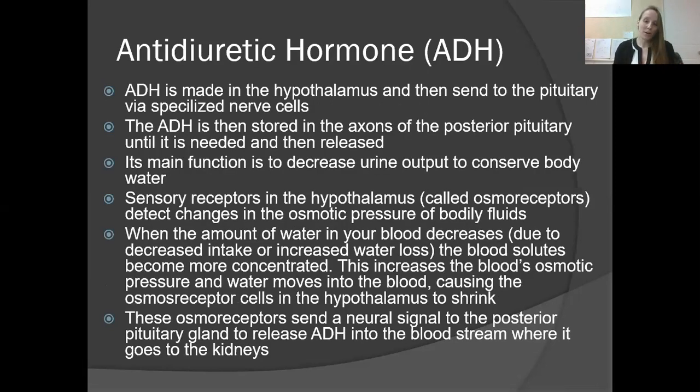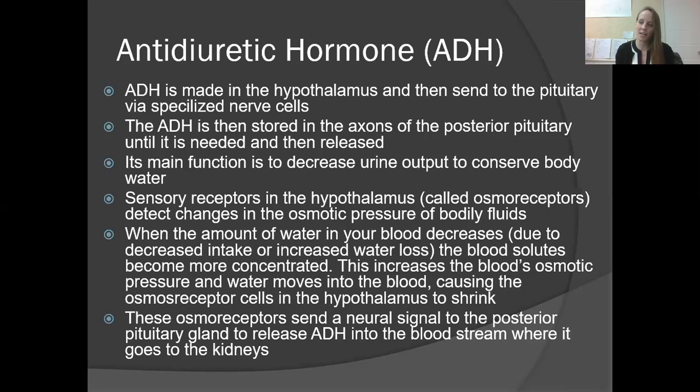Okay, so we're now going to go through the two hormones that are made in the hypothalamus, stored and secreted from the posterior pituitary. So the first is ADH, antidiuretic hormone, made in the hypothalamus by the neurosecretory cells, sent to the pituitary. So the ADH is stored in the posterior pituitary until the hypothalamus tells it that it needs to be released. ADH, its main job is to decrease urine output and conserve water in the body.